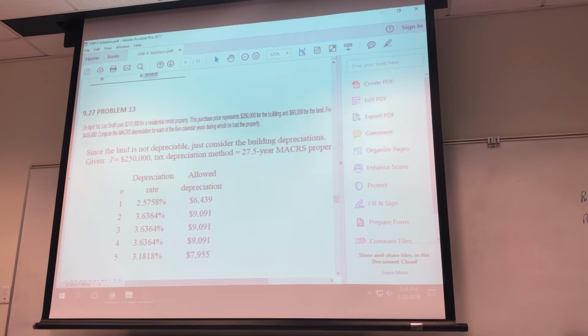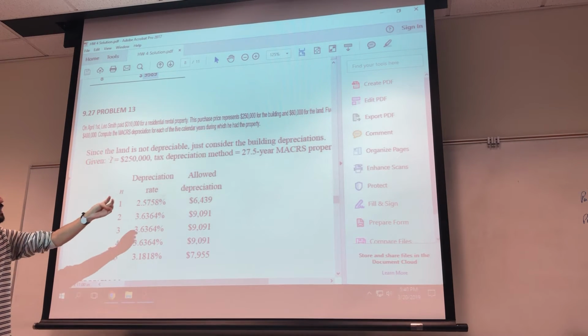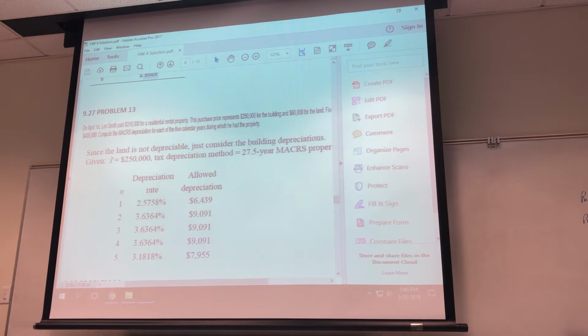So this guy paid $310,000 for a property, and the purchase price represents $250,000 for the building and $60,000 for the land. There is the first trick thrown at us. What is the trick? Which one do we not count? The land. The land never depreciates, right? 5 years later, on November 1st, he sold the property. Compute the Macker's depreciation for each of the 5 calendar years during which he had the property. Okay, let's move on to solving the question.